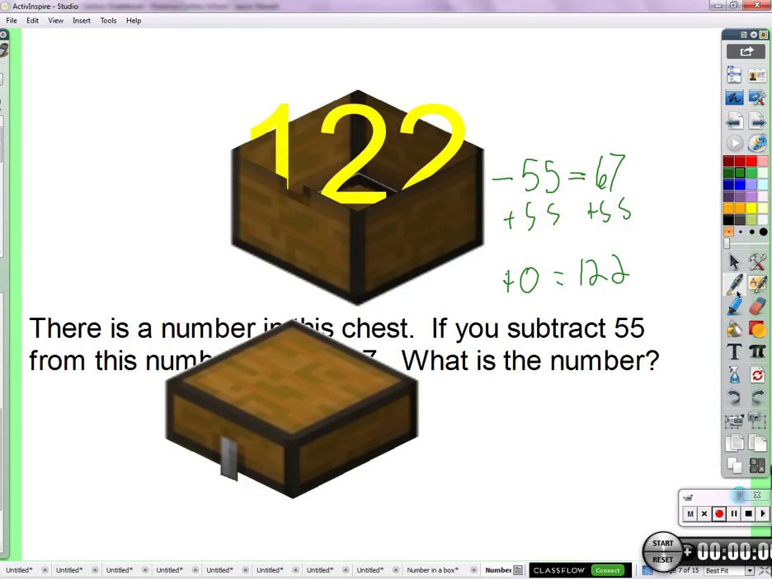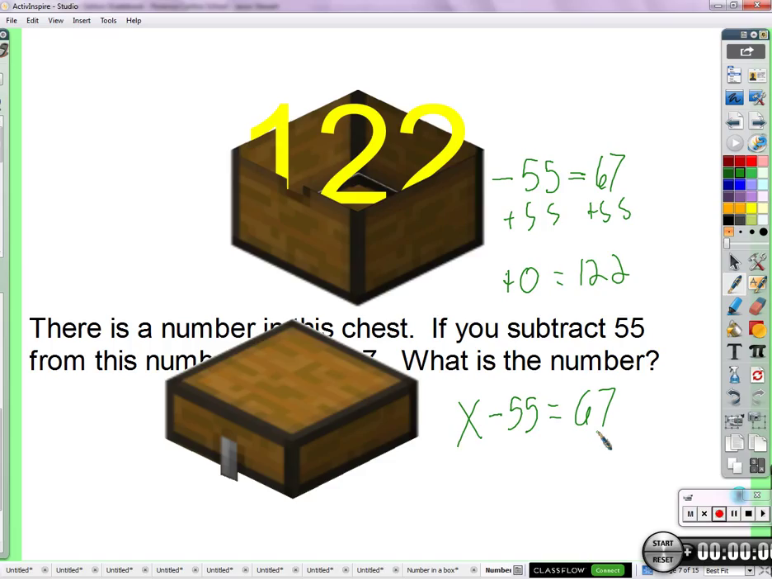All of this, a picture of a box that I can open and see a number inside of it, this sentence that tells me about the number in the box, I can do all that stuff with algebra, right? Instead of saying there's a number in the box, how can I say that with algebra? There's X, a number in a box, a number that I don't know. And we are going to subtract 55 from this X. And that's going to be the same as 67. Look at that. That's an equation. It's saying there's a mystery number. If we subtract 55 from it, we get 67.